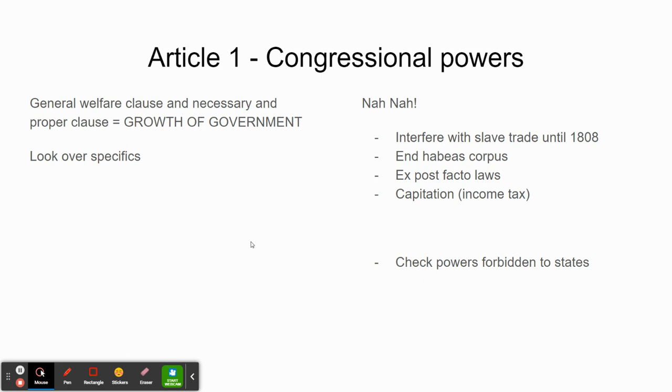We do, of course, have an income tax now, which is a capitation. But the first time we had an income tax, it was thrown out as unconstitutional, and the Congress had to work to change the Constitution to allow for an income tax. Check your list of the powers forbidden to states.